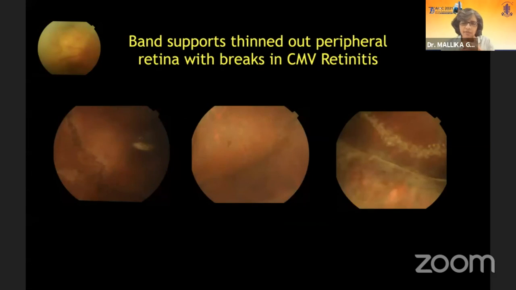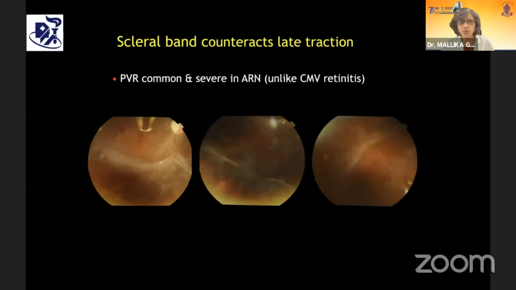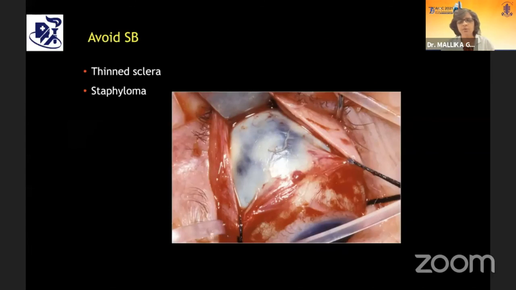And similarly, in a CMV retinitis, I always put a band to support the thinned out retina in the periphery with multiple atrophic breaks. So a band gives a lot of support in the periphery. And also it counteracts the late traction which happens in ARN. As you can see here, the traction is beginning to happen, but because of the high buckle height, the patient's retina is still attached. But of course, this is a clear no-no. When you have thinned out sclera and staphylomas, then no buckling.